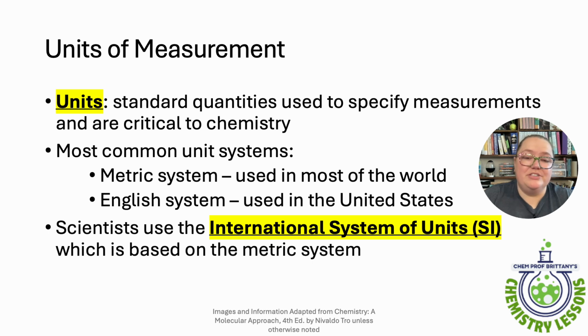First, units are the standard quantities used to specify measurements, and they are critical to chemistry. The most common units of measurement used in the world are the metric system, which is most of the world, and then the English system or the imperial system, which is what we use here in the United States. Scientists use the International System of Units, or SI units, which are based on the metric system.